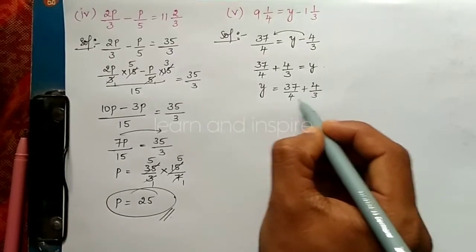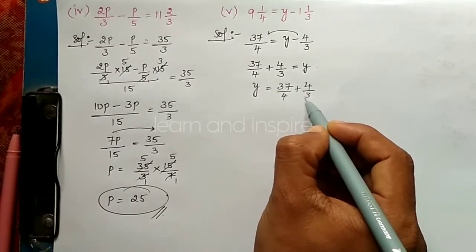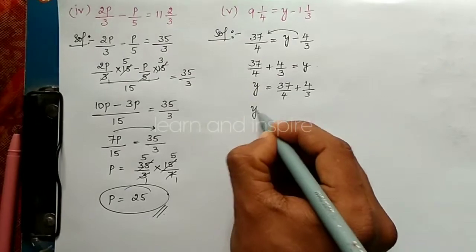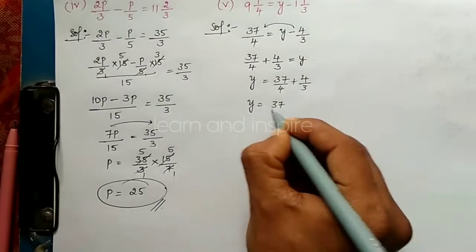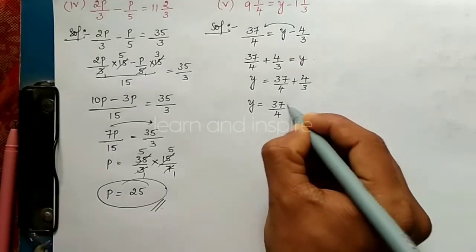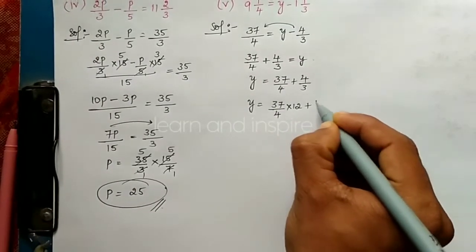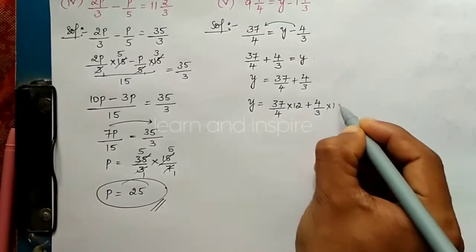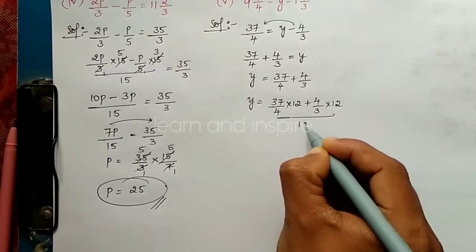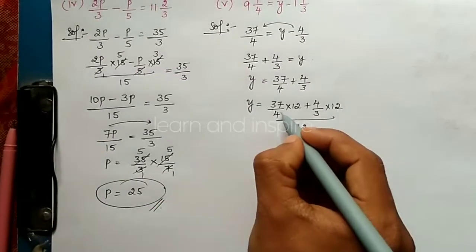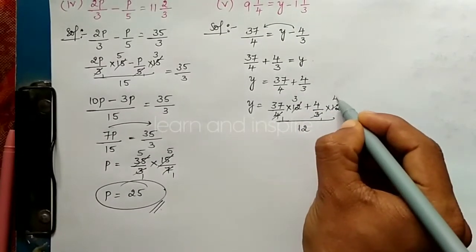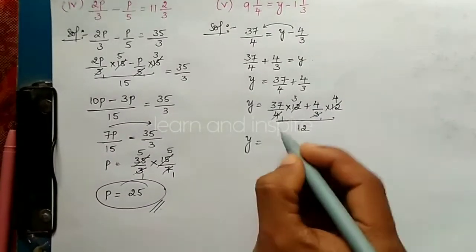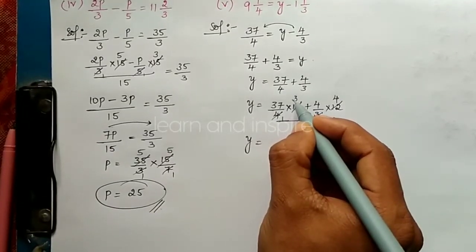Okay, now we can take the LCM of 4 and 3. What is the LCM of 4 and 3? Yes, that is 12. So now we multiply each term with 12: 37 by 4 into 12 plus 4 by 3 into 12, divided by 12. Now we can cancel this. 4 ones are 4, 3 4s are 12. Y is equal to 37 into 3.